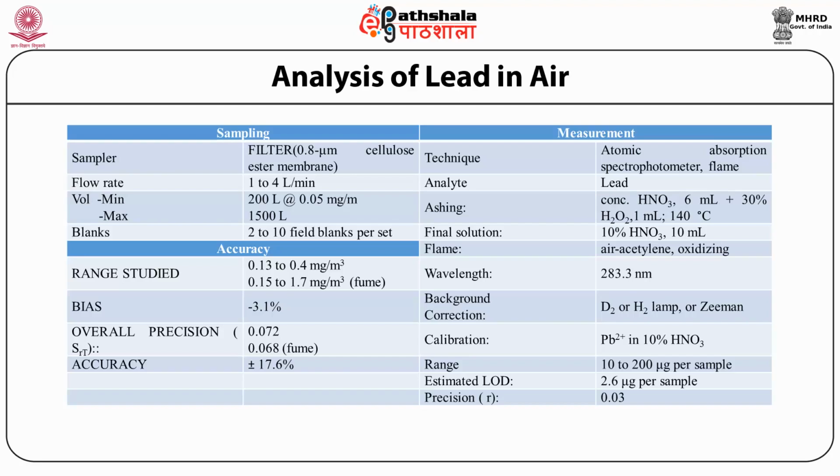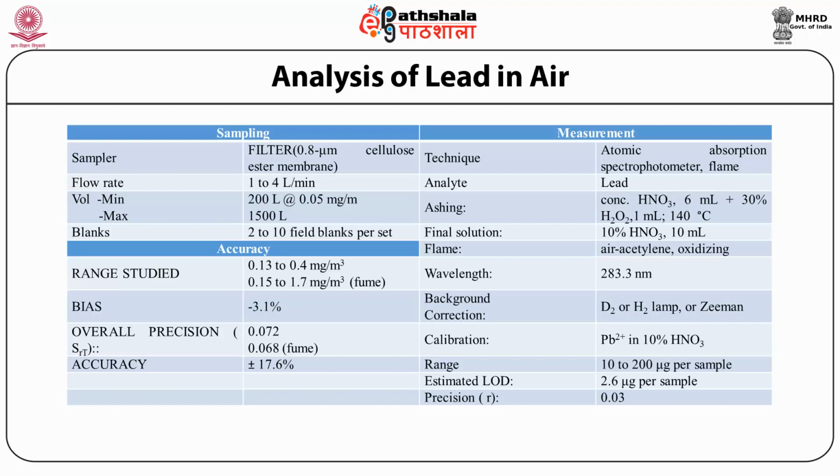For measurements, the ashing is done by using concentrated nitric acid 6 ml and 30% peroxide 1 ml at 140 degrees centigrade. That means you take the sample, add nitric acid and peroxide, and heat it to 140 degrees centigrade. Dry it, then dilute the residue with 10% nitric acid to 10 ml. Feed it to the spectrometer with an air-acetylene flame at a wavelength of 283.3 nanometers.